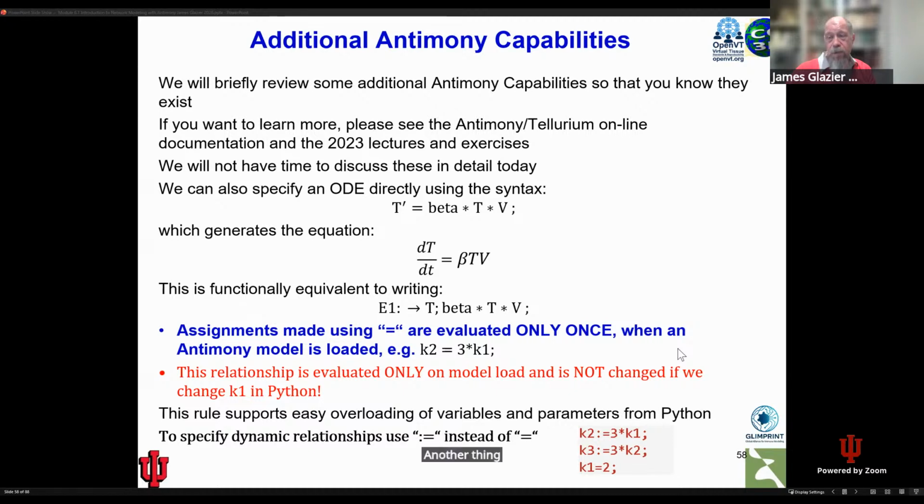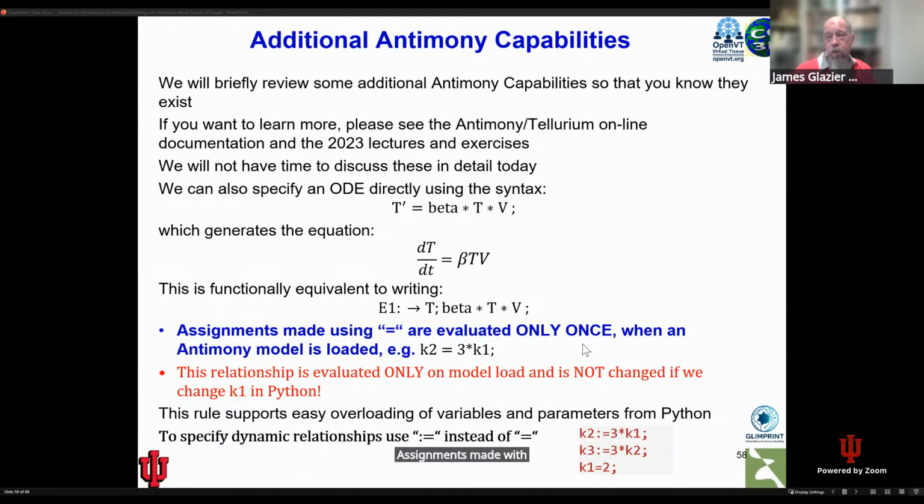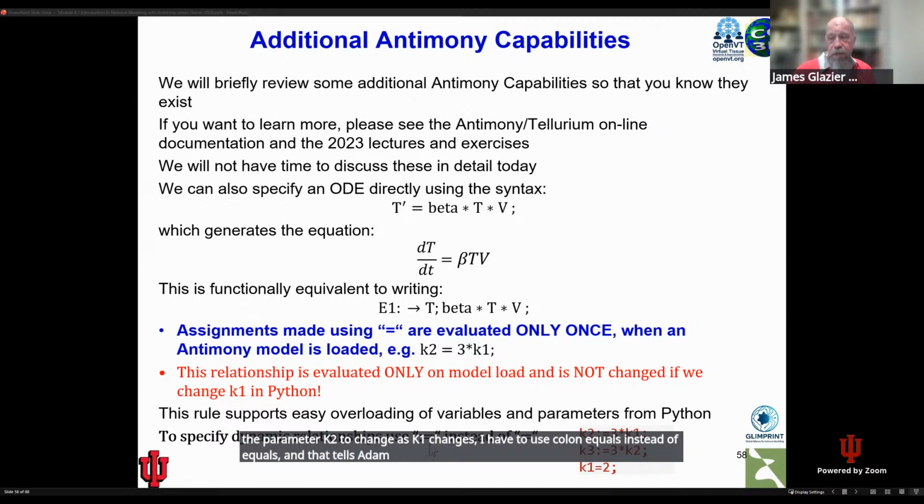Another thing that you're going to have to worry about is, because of the declarative form of this language, assignments made with an equal sign are evaluated only when an Antimony model is loaded. So if I say K2 equals 3 times K1, K2 will have the value that 3 times K1 initially had, and it won't change. If I want the parameter K2 to change as K1 changes, I have to use colon equals instead of equals. And that tells Antimony to update that evaluation continually in time.